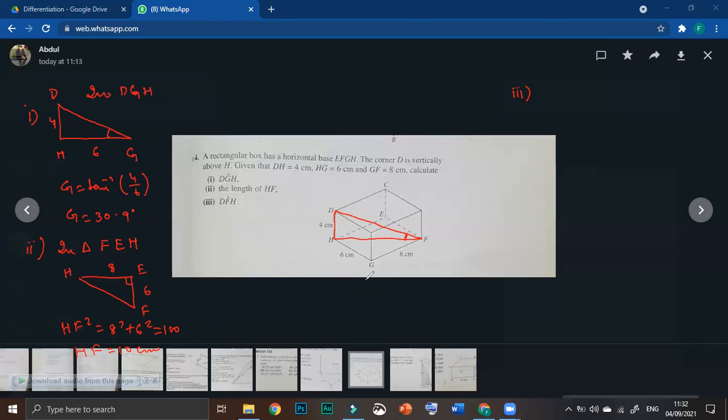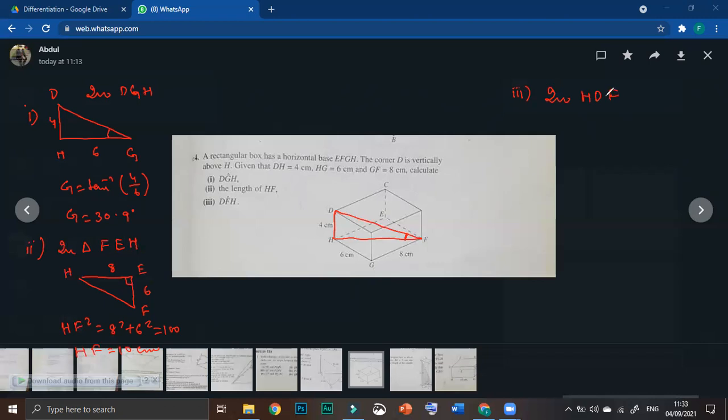HCFC. Please repeat. HCFC. HDF. Yes, sir, absolutely correct. You are correct. We will use the triangle HDF.